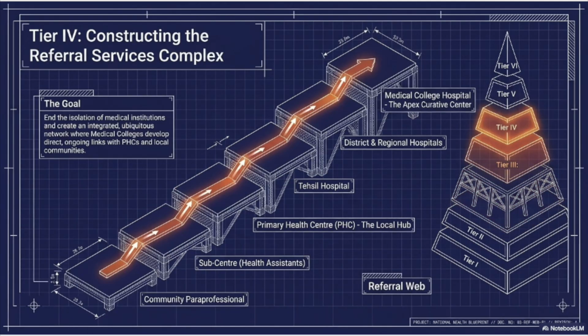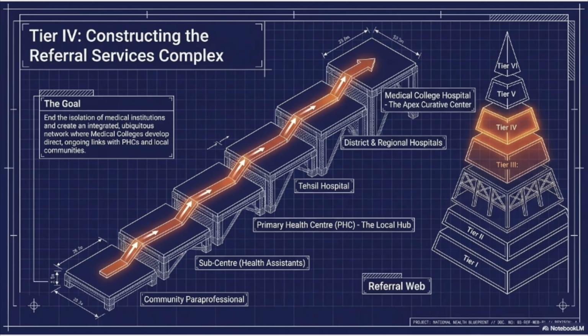Tier 4 was about constructing the referral services complex. The goal here was to end the isolation of medical institutions and create an integrated, ubiquitous network where medical colleges developed direct, ongoing links with PHCs and local communities.